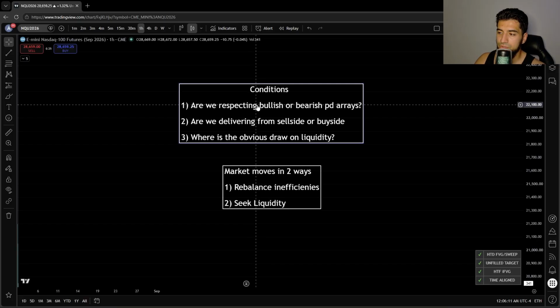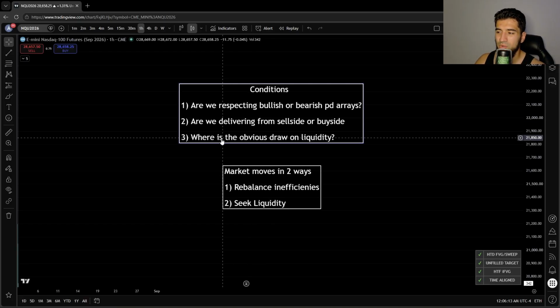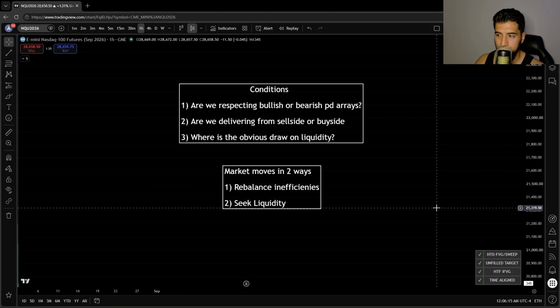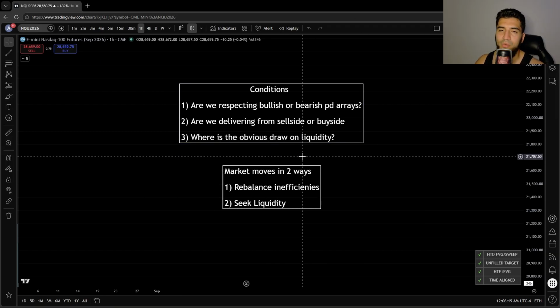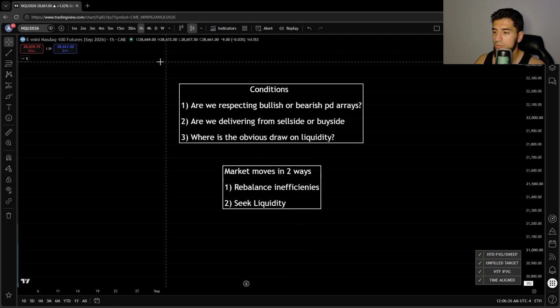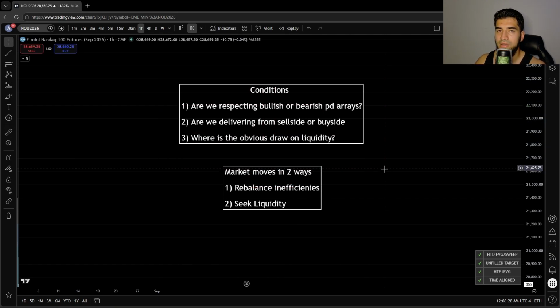Are we respecting bullish or bearish PD arrays? Number one. Are we delivering from sell side or buy side? Number two. And three, where is the average drawn liquidity? So these are the three main questions I ask myself, and I'm looking at the markets, I'm looking at the candlesticks, and according to what the market is showing me, that's how I will be setting up my conditions. So let's take a look at an example.